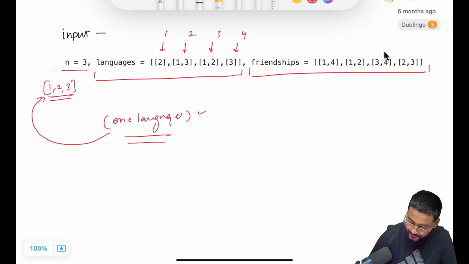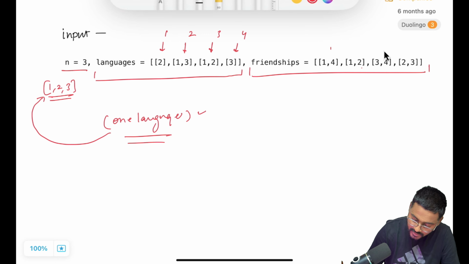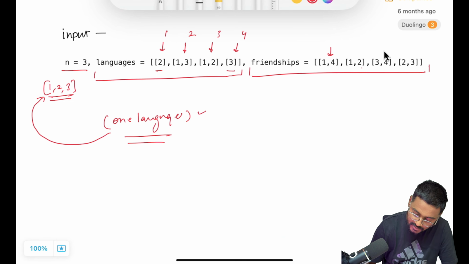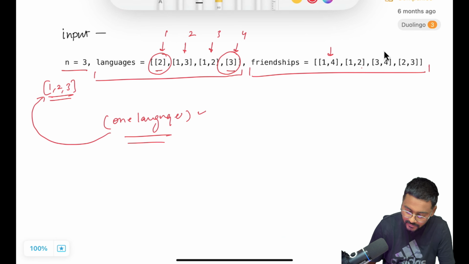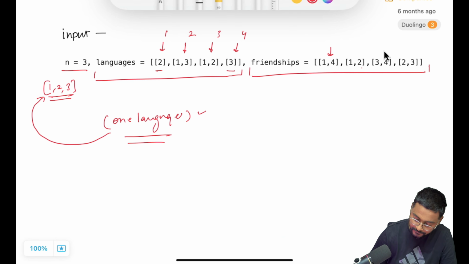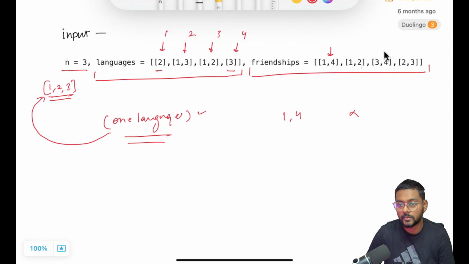communicate with each other. Let's check for this 1 and 4. 1 has a language set 2. 4 has a language set which is having 3. So these two, this set and this set, do not have anything in common. It means they cannot communicate with each other. So 1 and 4 cannot communicate with each other.